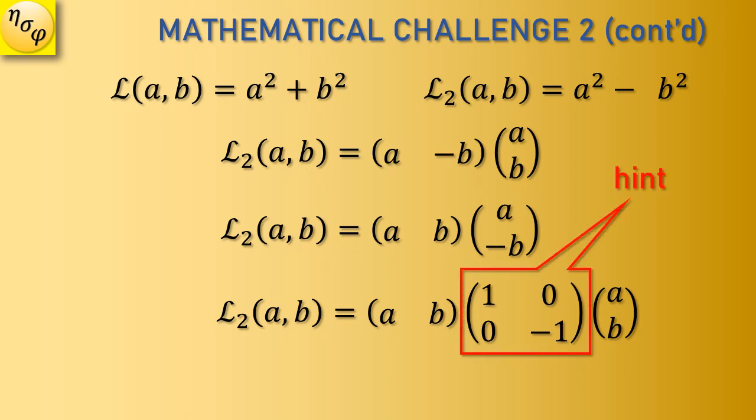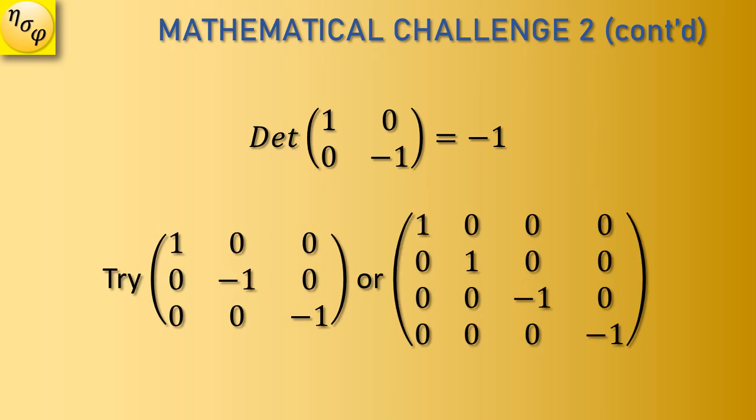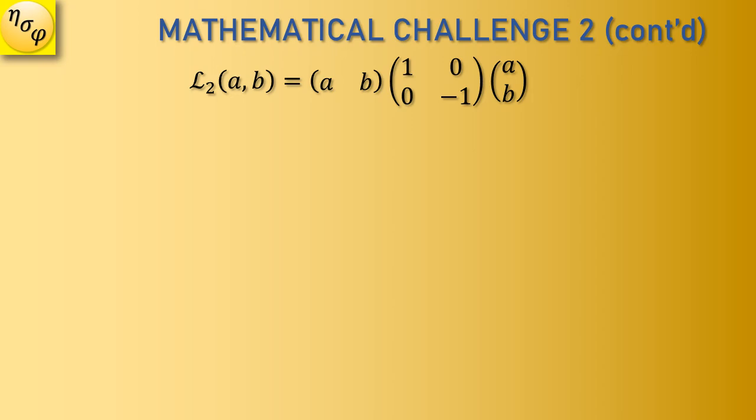Then I saw the 1, -1 matrix as a hint. Unfortunately, this is a rather advanced trick, but stay with me. Determinant of the 1, -1 matrix is -1. I think making matrices with determinant 1 will help. So let's try this 3 by 3 matrix or 4 by 4 matrix which have determinant of 1. At this stage, I choose 4 by 4 matrix because it looks more symmetrical to me.